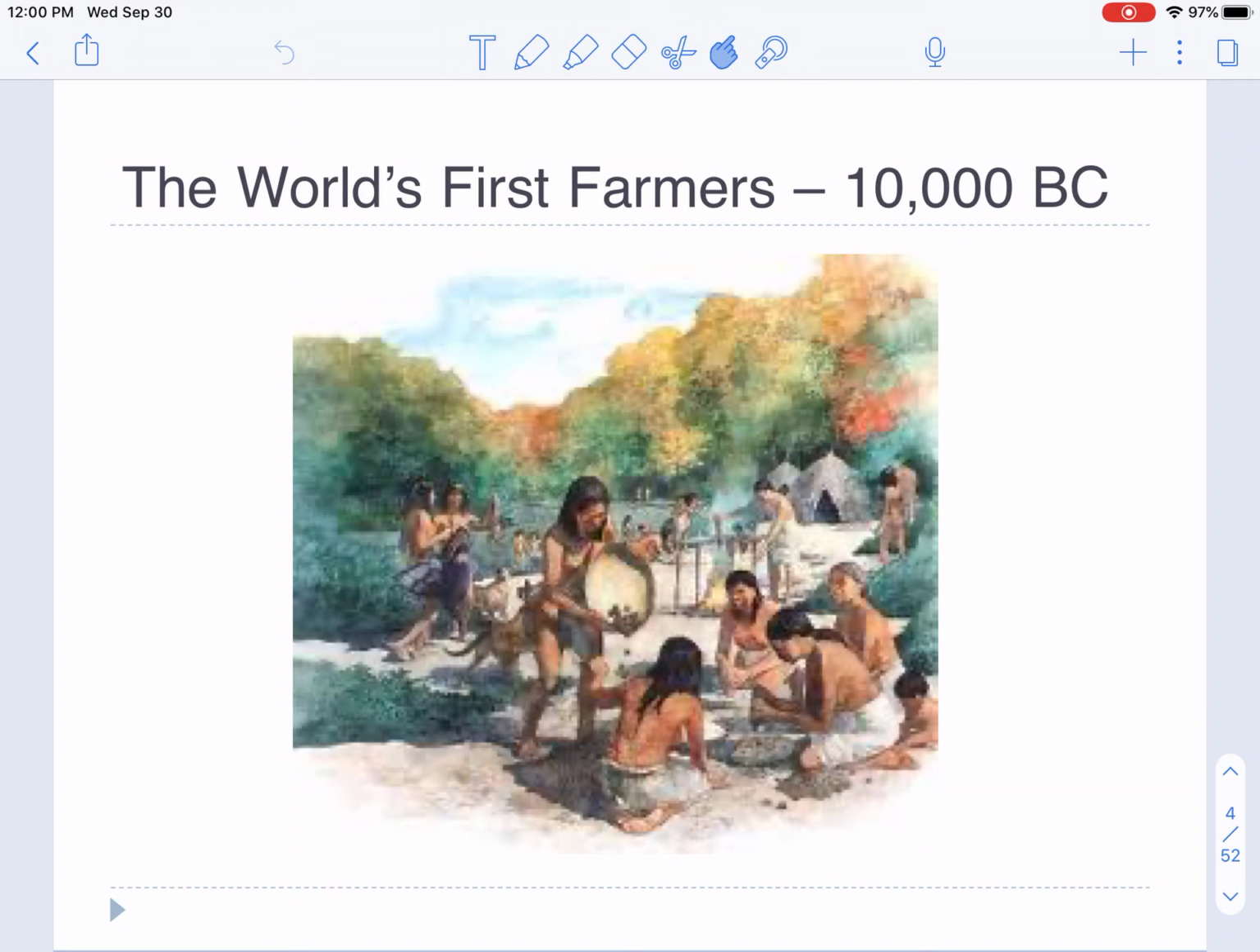Another image here, the world's first farmers, 10,000 BC. I think what is noteworthy is in the upper right corner there, where you have homes being established, more permanent settlements.